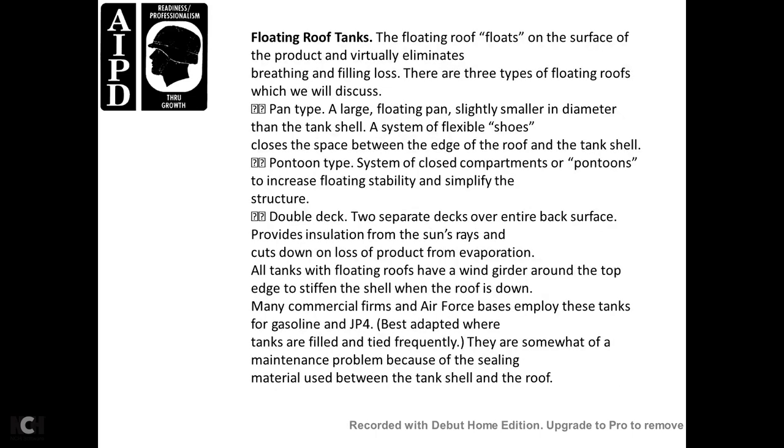The floating roof tank floats on the surface of the product, which virtually eliminates breathing and filling loss. The three types of floating roofs we'll discuss are: the pan type, a large floating tank slightly smaller than the diameter of the tank shell; the pontoon system, with closed compartments in the pontoons that increase floating stability and simplify the structure; and the double deck, with two separate decks, which provides insulation from the sun's rays and cuts down the loss of the product by evaporation.